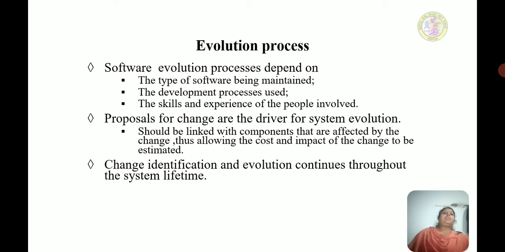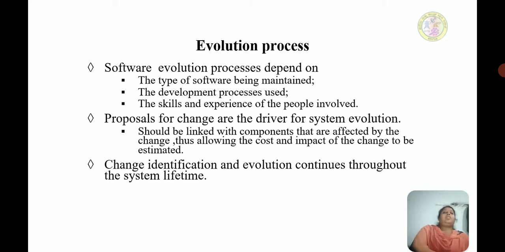How can the evaluation process take place? In the evaluation process, we have the software evaluation process. It depends mainly on the type of software being maintained, which category of software is being maintained for the existing system, how to develop the new process, and the respective skills and experience of the people involved in the development of the software.